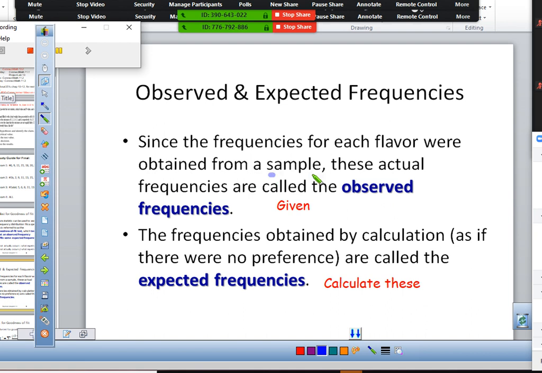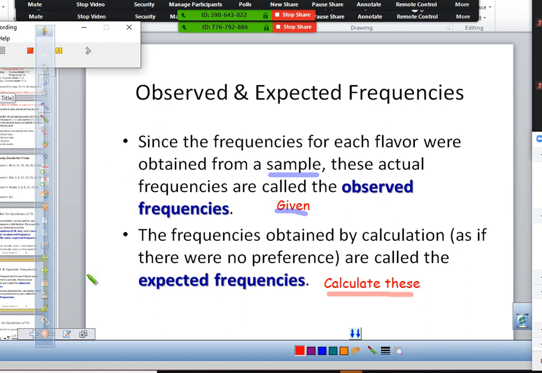Right? Sample, given. Those are your observed. The ones you expect to get, those are the ones you calculate. Those are the ones that they're expecting. It's either going to be a certain percentage for each one, so you have to figure out, well, 30% of 200 is this. 18% of 200 is that. You either have to calculate it, or it's going to be a situation where it's all equally likely, so you just take whatever your n is and divide them equally amongst all the categories.